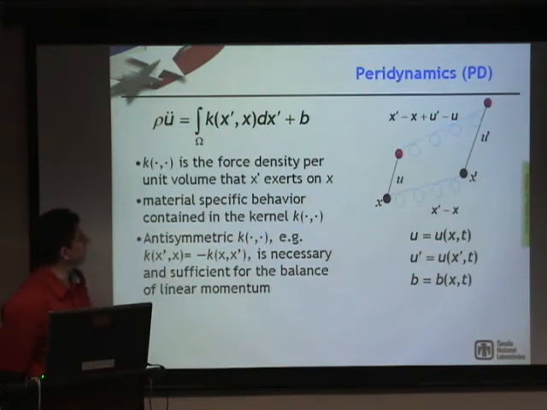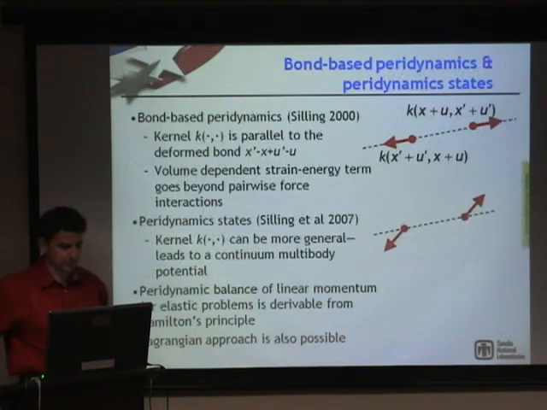In a very preliminary sense you could think of it as a spring constant. So the material-specific behavior is in here, and we're going to get into that more. A very important property of this kernel is that it's antisymmetric, and this is a necessary and sufficient condition for the balance of linear momentum to hold. And I'll be using a prime shorthand, so I don't have to write out all the independent variables.